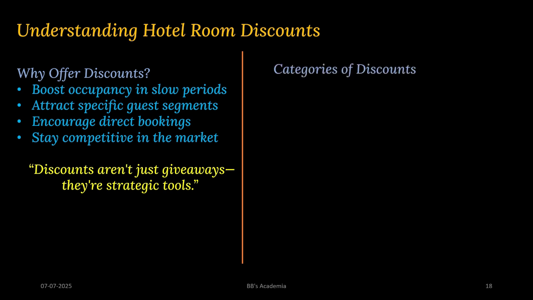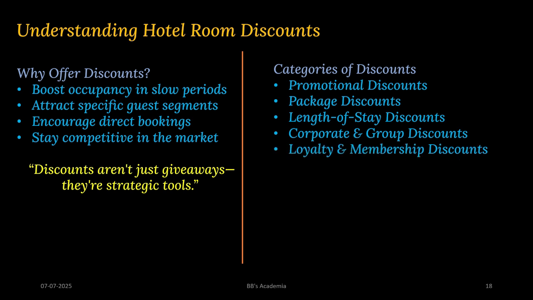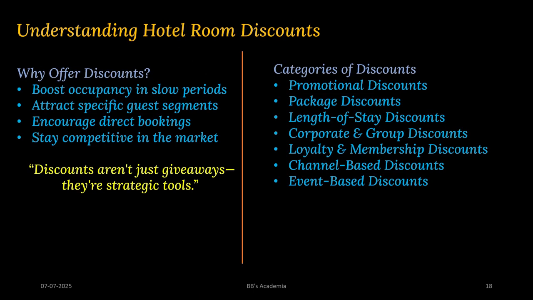Now, what are the different categories of discounts? Let us find out. There will be promotional discount, package discount, length of stay discounts, corporate and group discounts, loyalty and membership discounts, channel based discounts through different channels they are coming, event based discounts, etc. Out of these, we are going to discuss a few with examples so that your idea about the discount will be very clear in your mind.